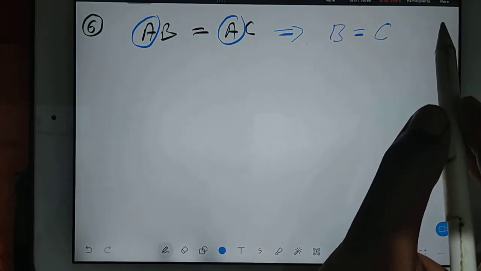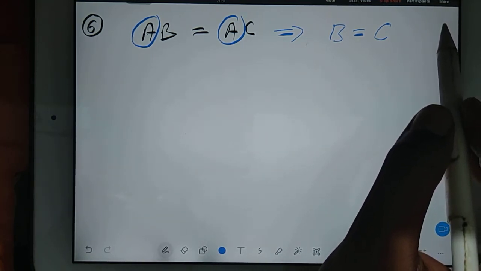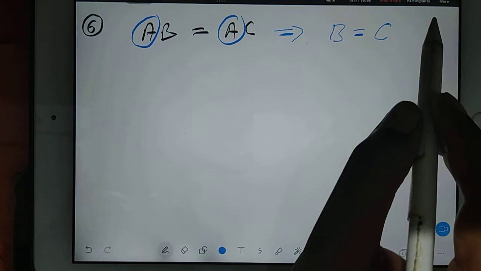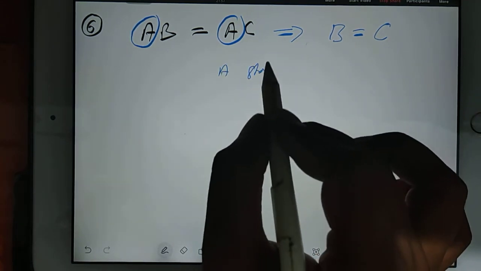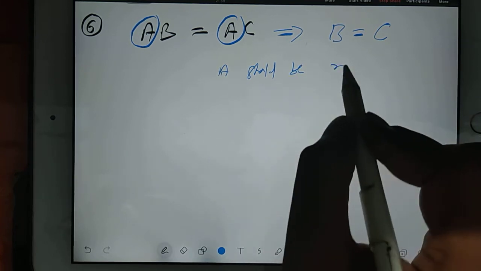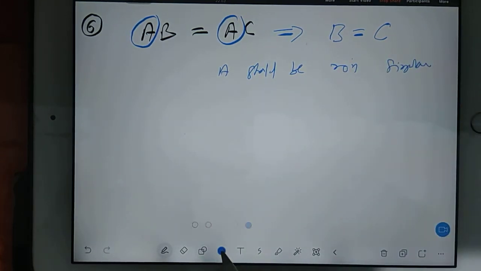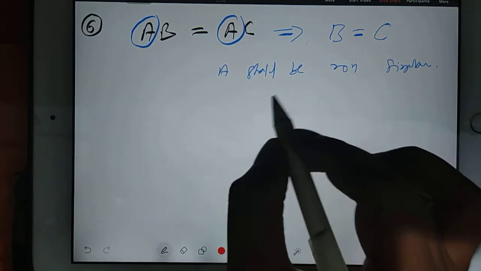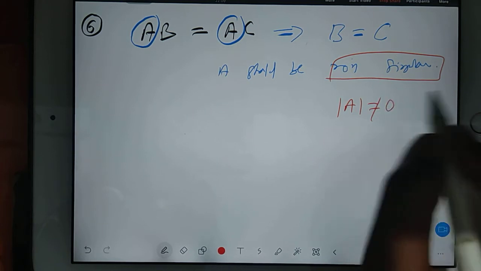And here we have a big condition. What is that big condition? A should be a non-singular matrix. Guys, keep in mind what a non-singular matrix is. If you find the determinant of A, it should not be 0.